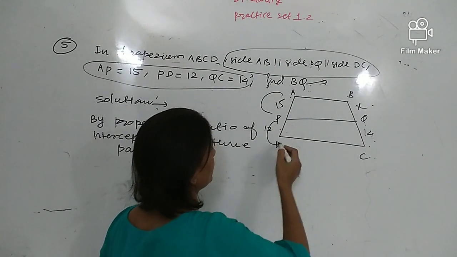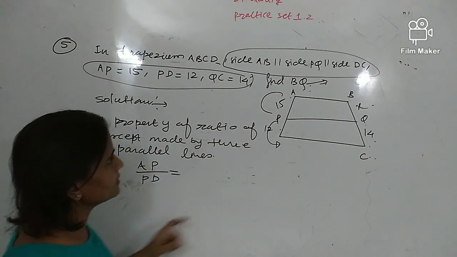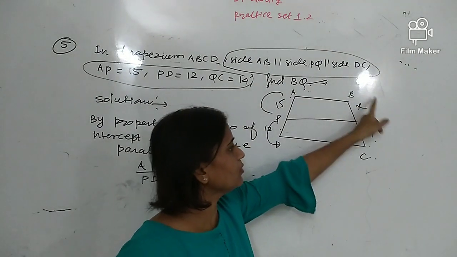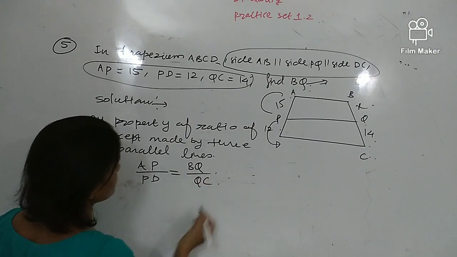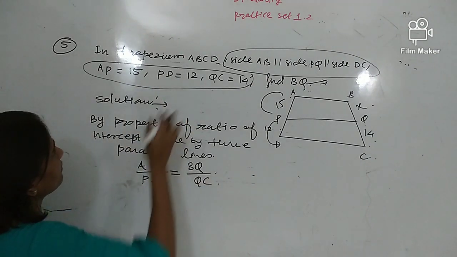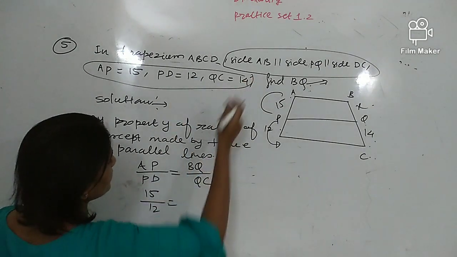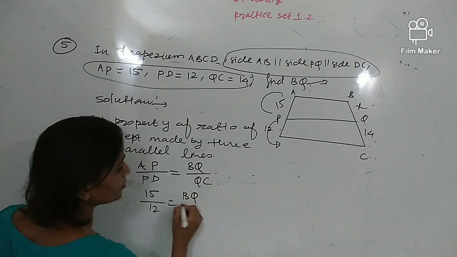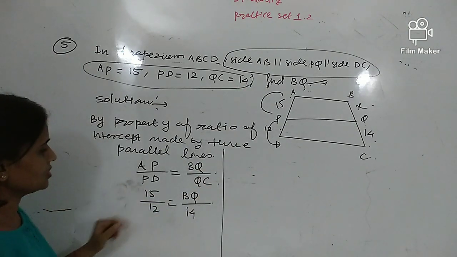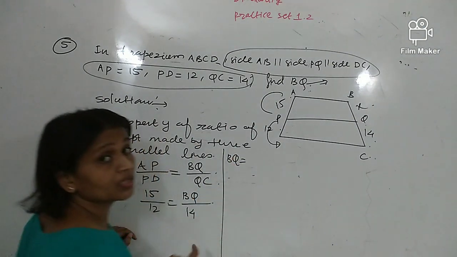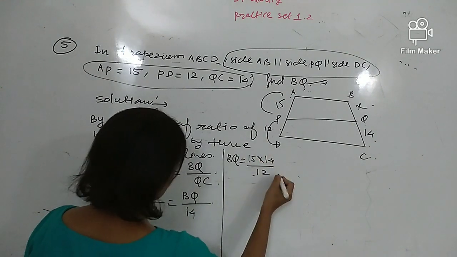So how can we apply it? The ratio AP upon PD is equal to the ratio BQ upon QC. So it is a very simple property, and just put the values. All values are given. So it is 15 divided by 12 equal to BQ, we have to find the BQ value, divided by QC. So QC is 14. Just simplify this equation. So I can write the equation for BQ as 15 into 14 divided by 12.